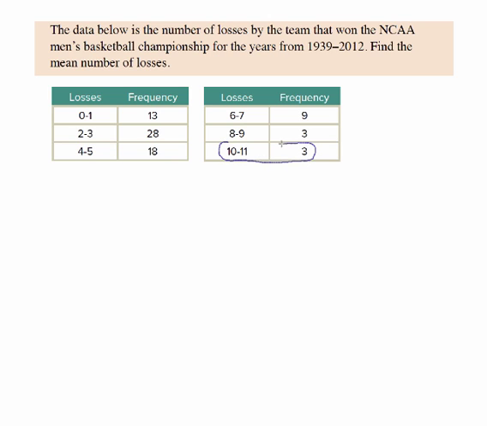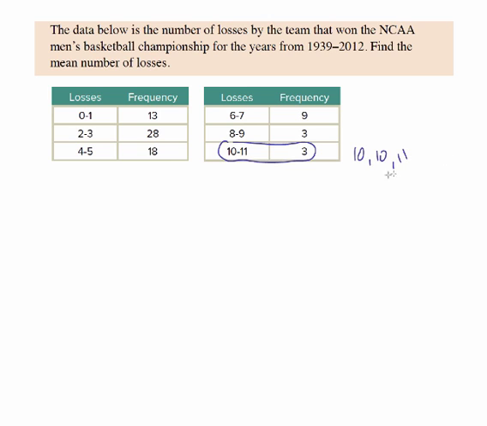men's basketball champions from 1939 to 2012. This tells me that 3 of those teams lost either 10 or 11 games. We don't know exactly how many were lost by each team. Maybe all 3 lost 10, maybe all 3 lost 11. We don't know. Let's just guess and say that 2 of them lost 10 and 1 lost 11.